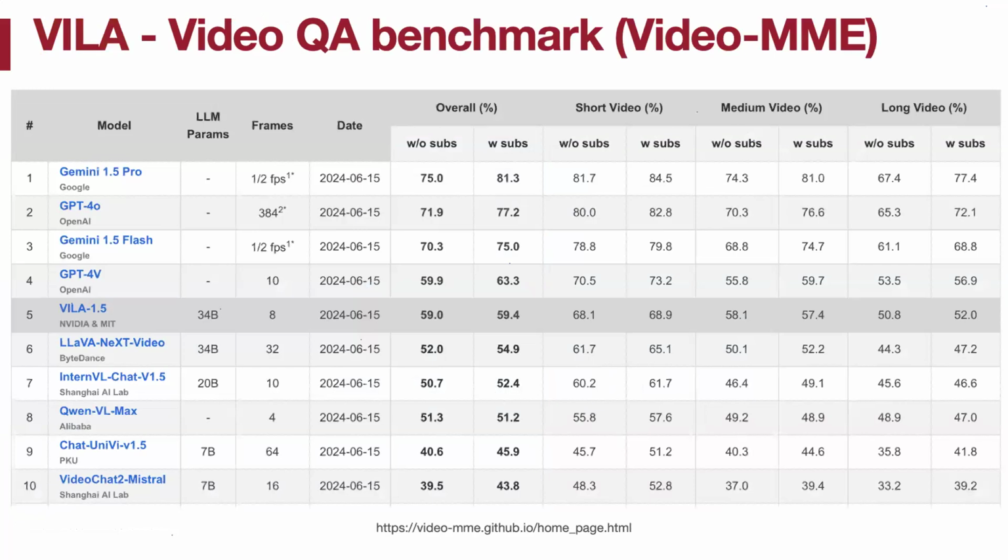So for video benchmarks, the open source VLA model is now very close to GPT-4V. If you look at the quantitative numbers here, overall, GPT-4V is roughly 59.9, and we are now 59.0. And the good thing about this model is you can even go home today and try the model. So it's open sourced as usual.